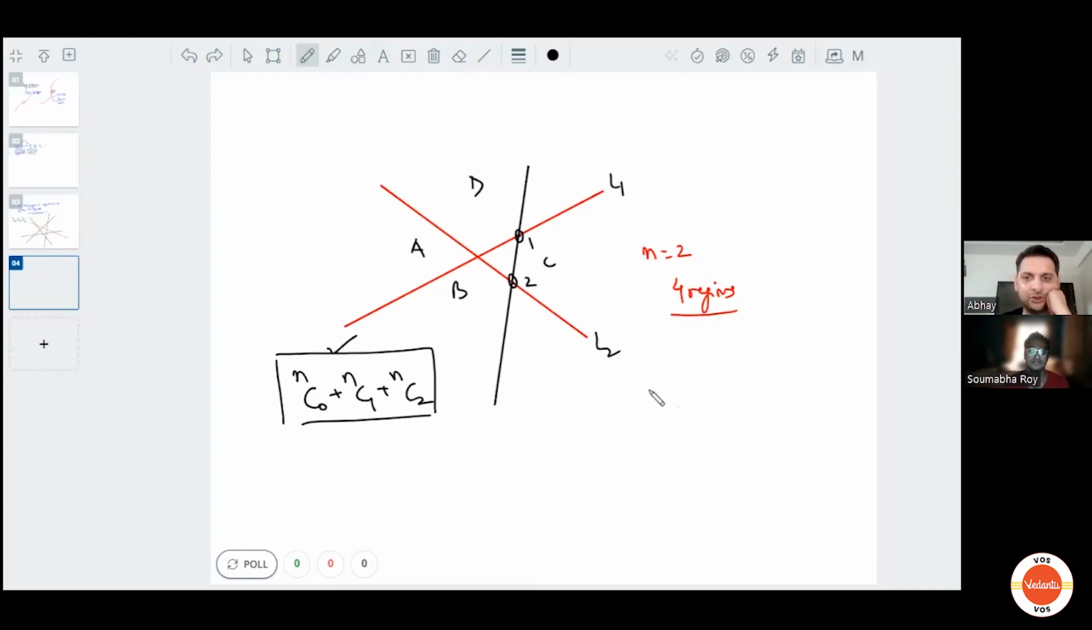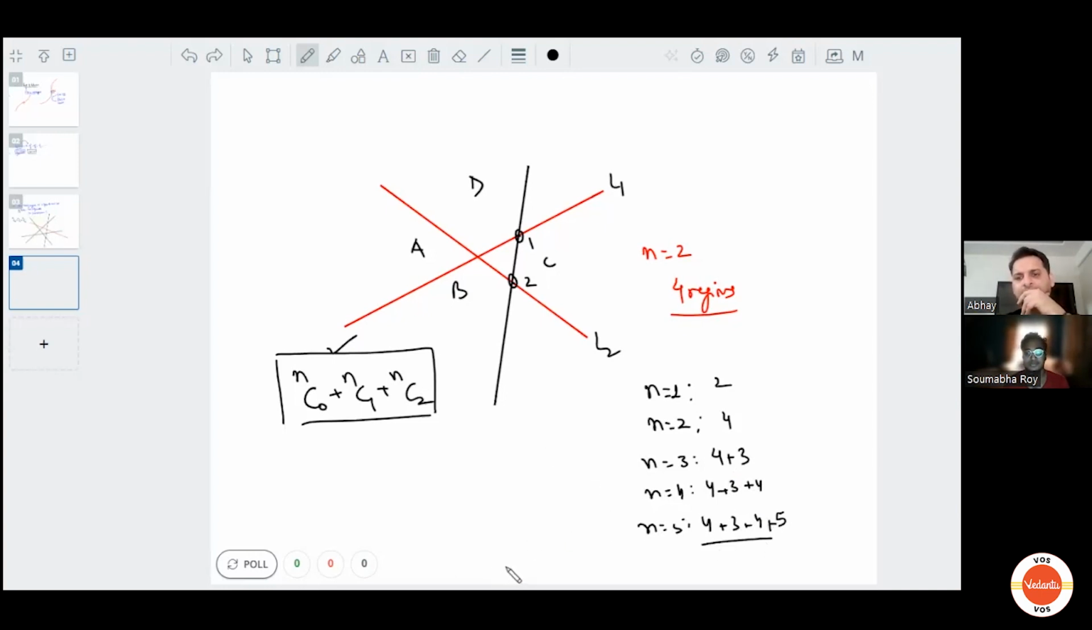For example, n is equal to 1, the number of regions is 2. N is equal to 2, the number of regions would be 4. N is equal to 3, it is going to add 3 regions, so 7. N is equal to 4, it is going to add 4 regions. N is equal to 5, it is going to add 5 regions. Like by recurrence, I think we can also solve it.